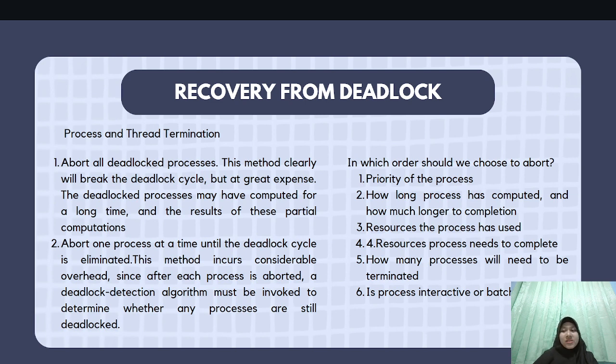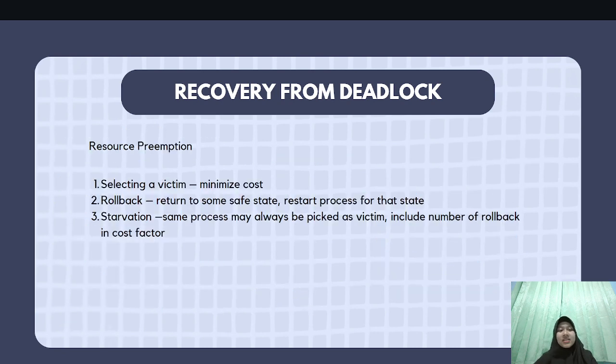In which order should we abort processes? First, priority of the process. Second, how long the process has computed and how much longer to completion. Third, resources the process has used. Fourth, resources the process needs to complete. Fifth, how many processes will need to be terminated. Sixth, is the process interactive or batch?